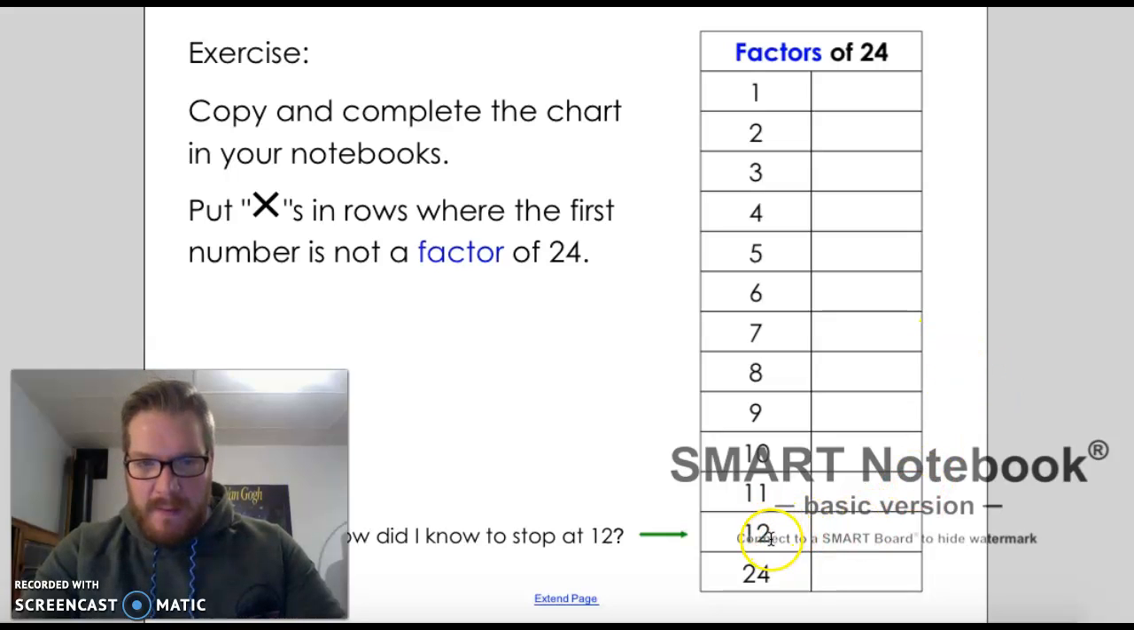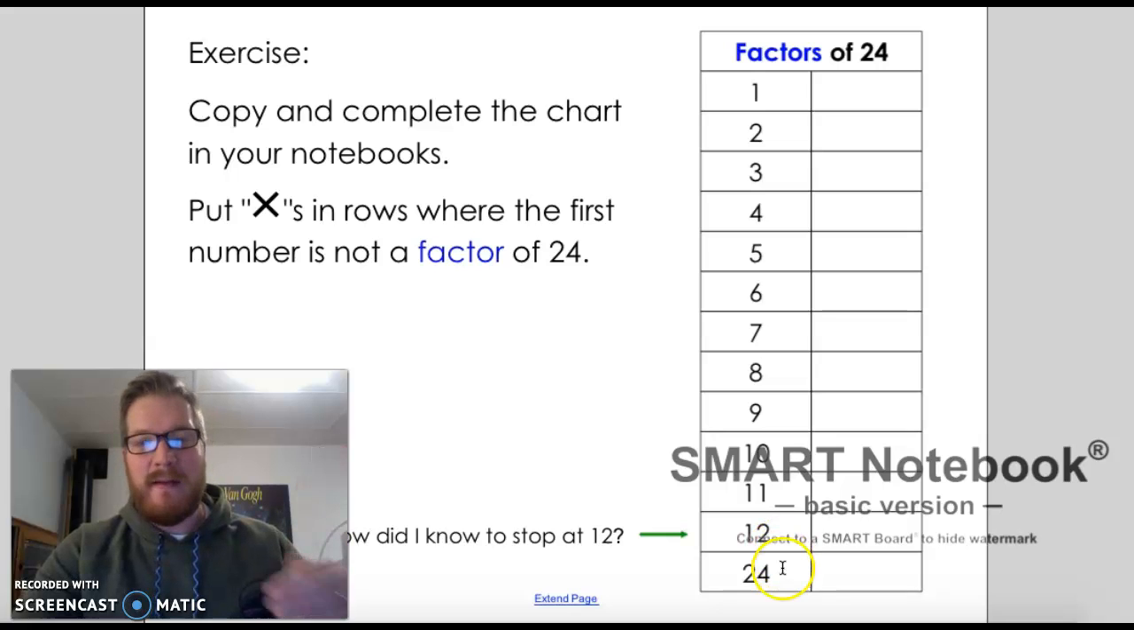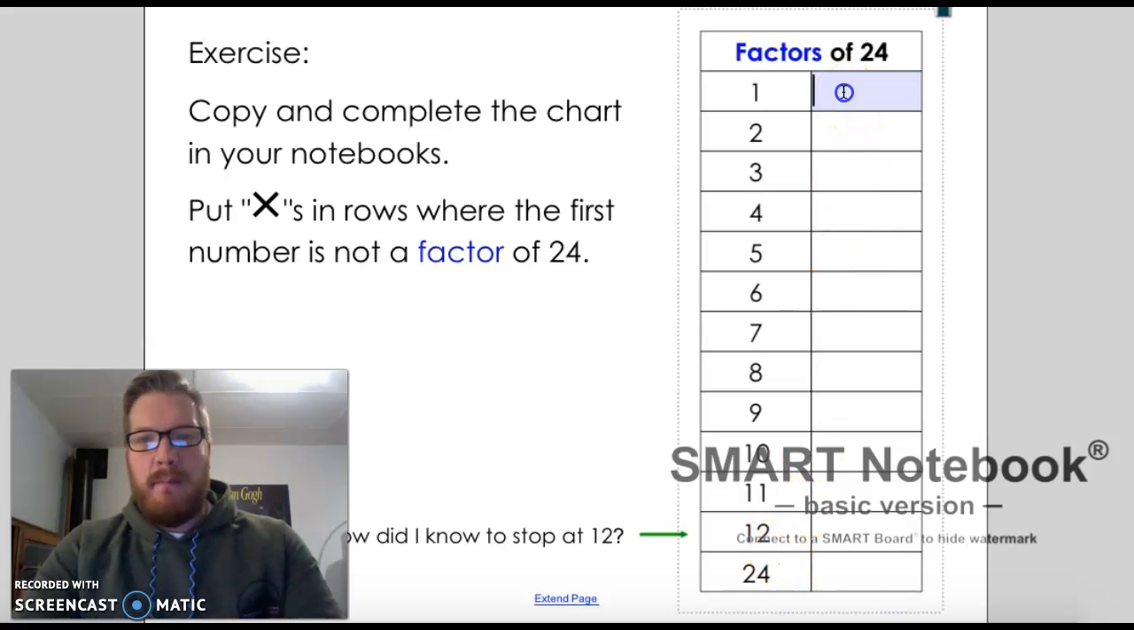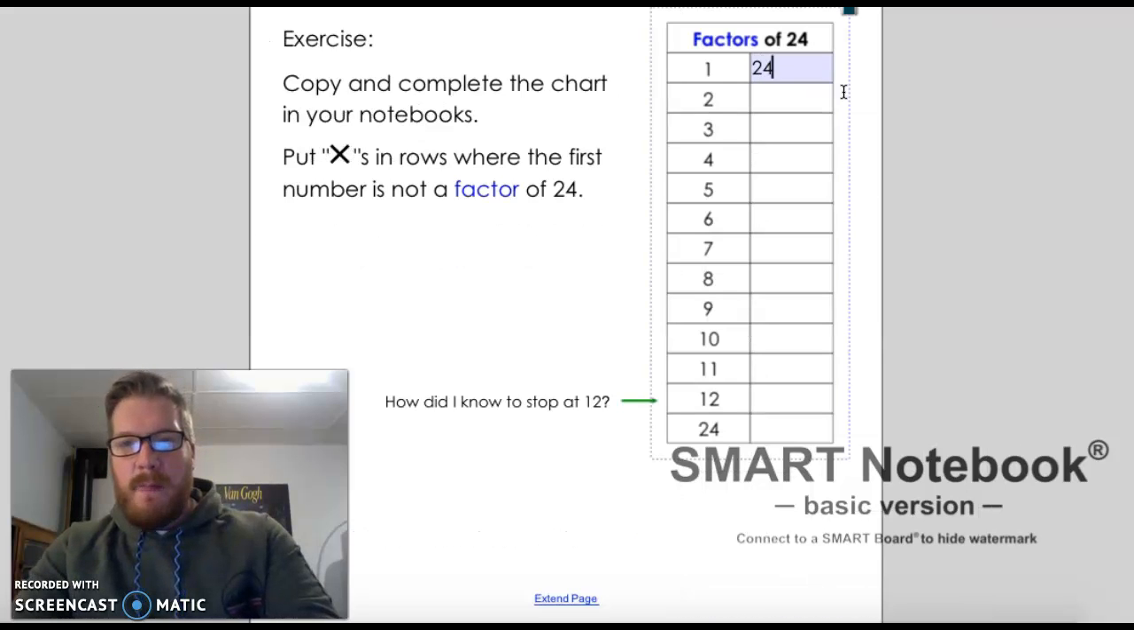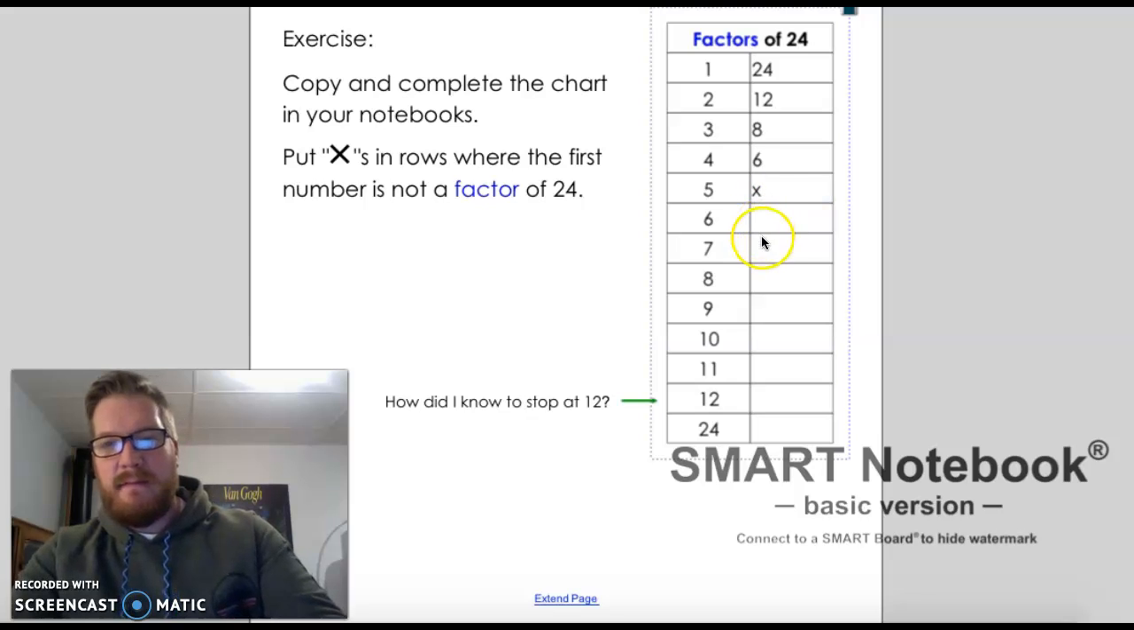Okay, so then we can use this chart and look at it very organizedly, right? Notice down here, 12 is half of 24, so I don't have to do anything above 12 until I get to 24. That's why they've skipped from 12 to 24. So for 24, 1 and 24 is a factor pair. 2 and 12, 3 and 8, 4 and 6, 5 and nothing, 6 and 4.